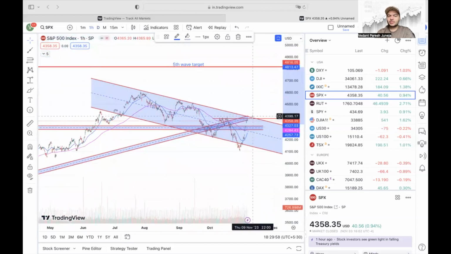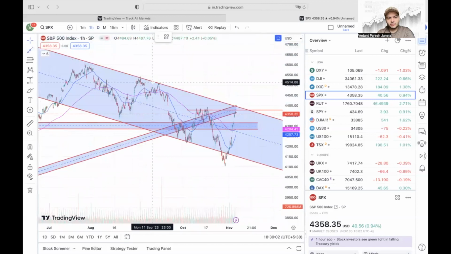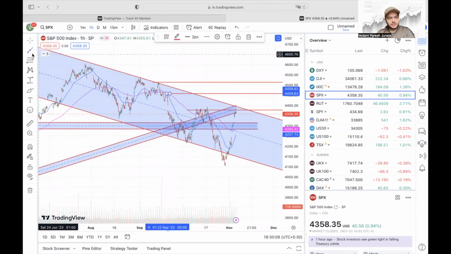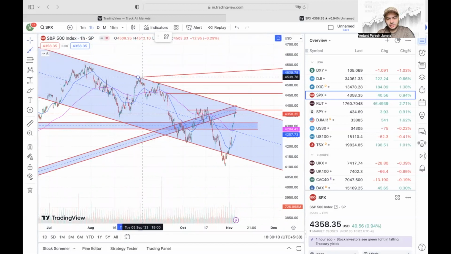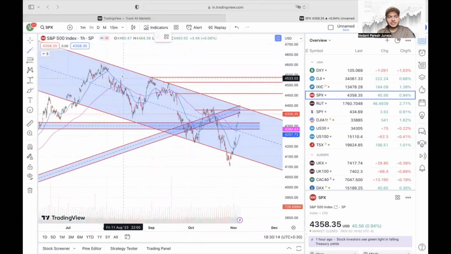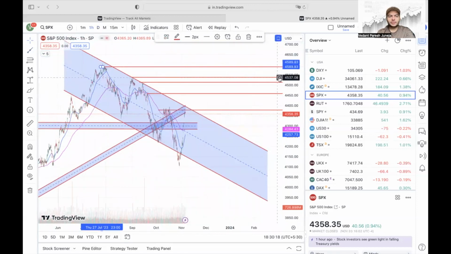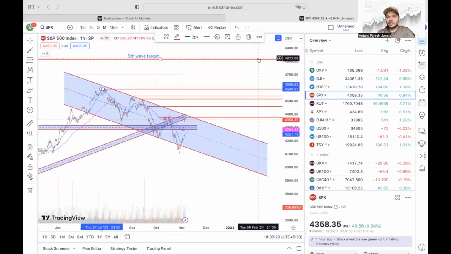If we break out of this channel, we might watch these levels as the resistance area. These are pretty good resistances if we break out of the channel. But eventually, if we are breaking out of the channel and sustaining, my bigger target as a positional long on S&P 500 will be 4800, just a round number, 4800.